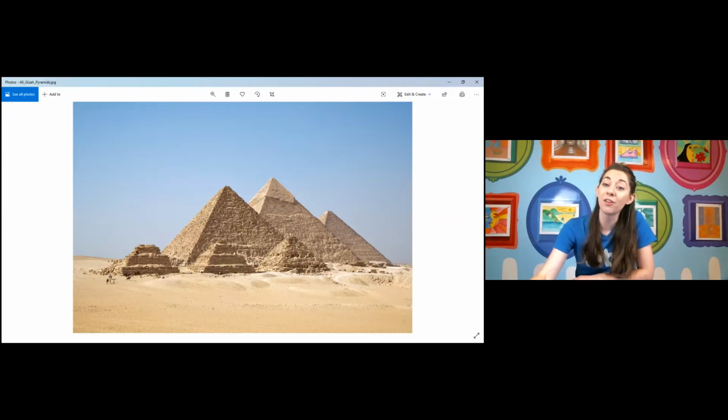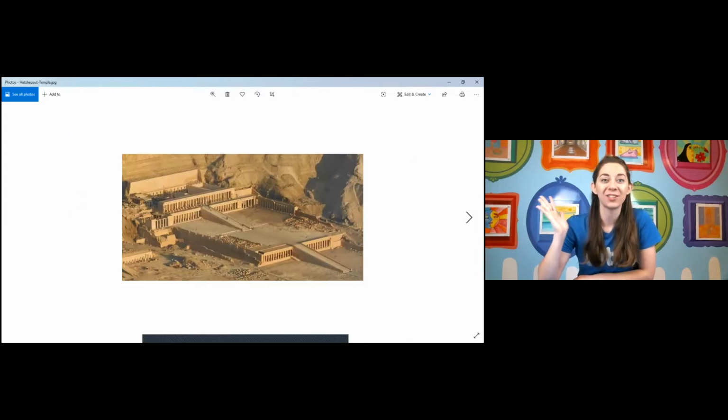Now, they also made other things, including temples. This is Hatshepsut's temple that we talked about. Remember, she was our famous queen turned into a pharaoh. Look how large this is. You can see these little tiny people on this ramp. This is a big pyramid, or excuse me, temple. And they built lots of these for different people.